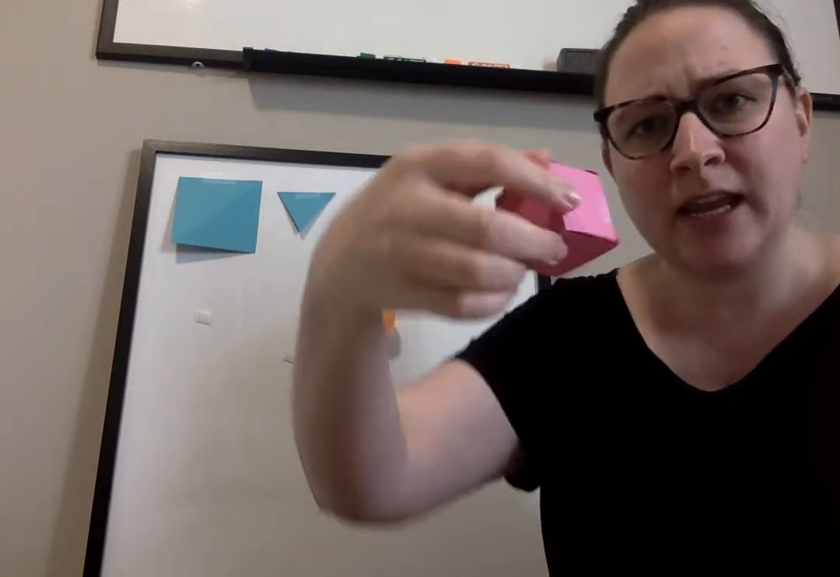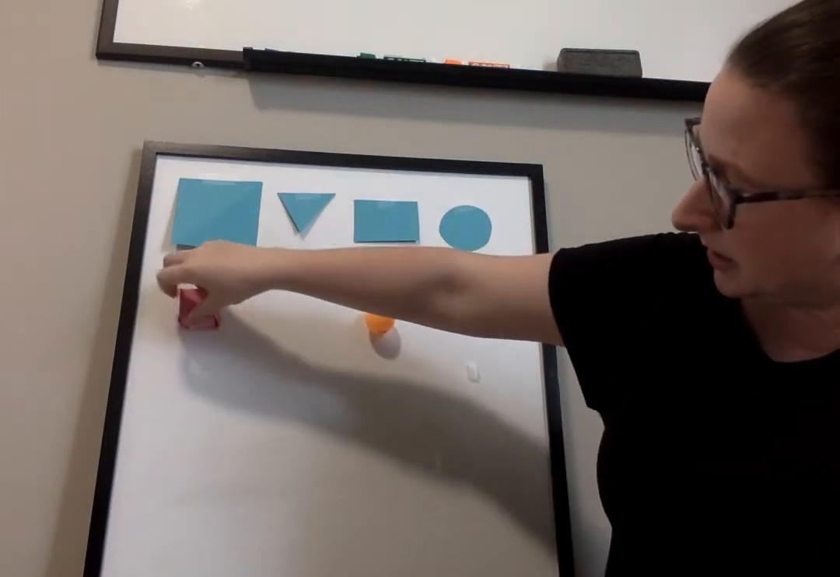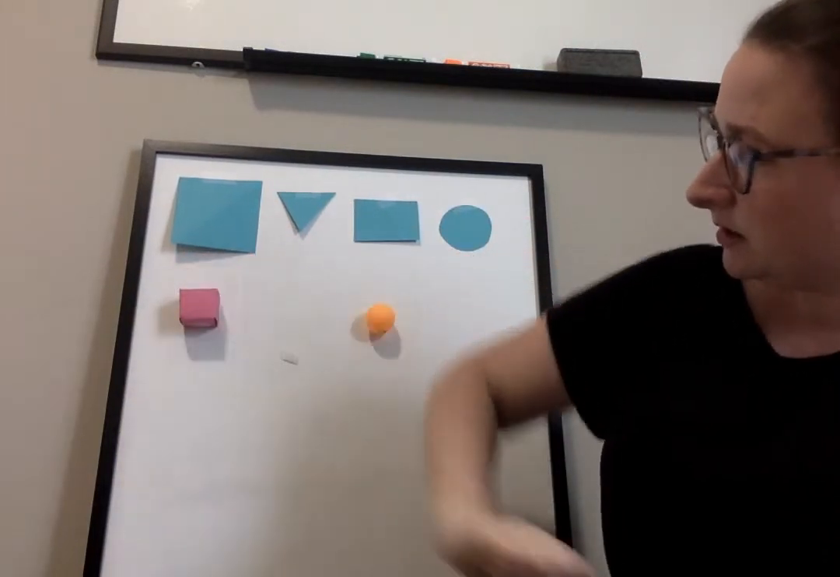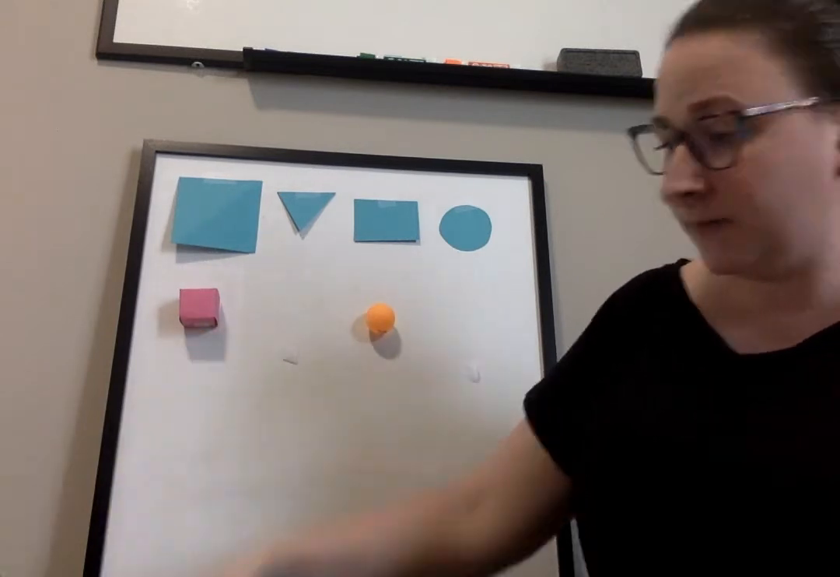So you can rotate a cube. Let's see if I can get that to stay. See, it's sticking out. When a square lays flat, a cube sticks out.